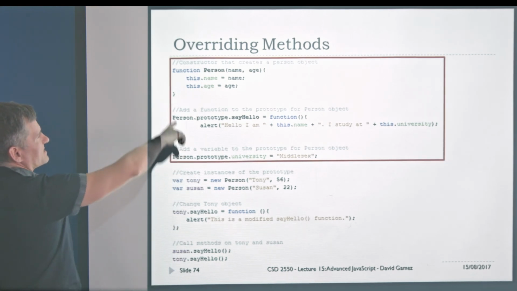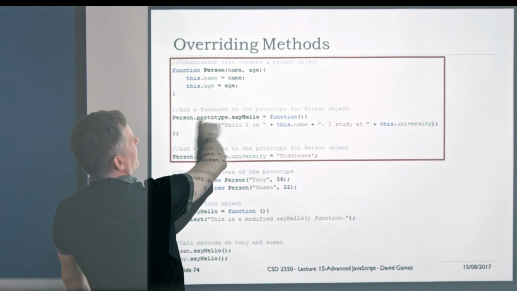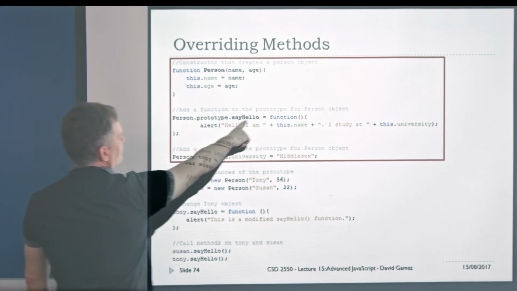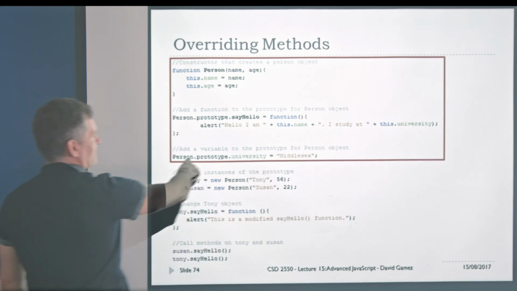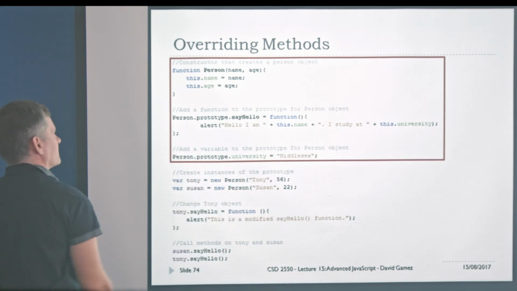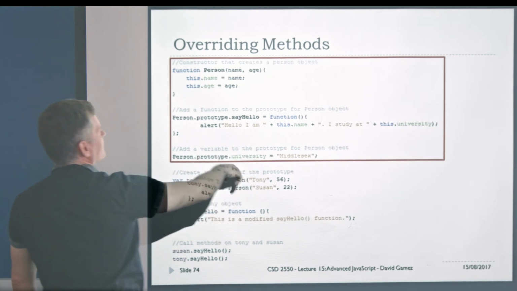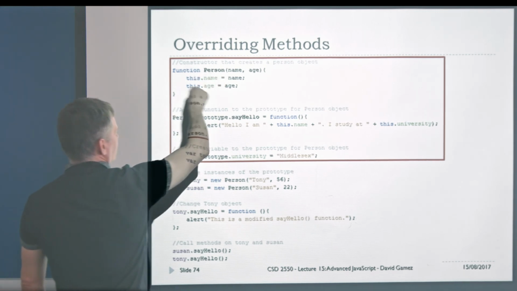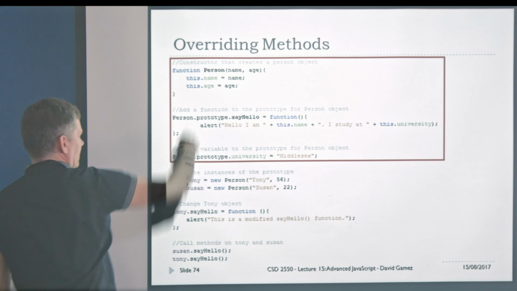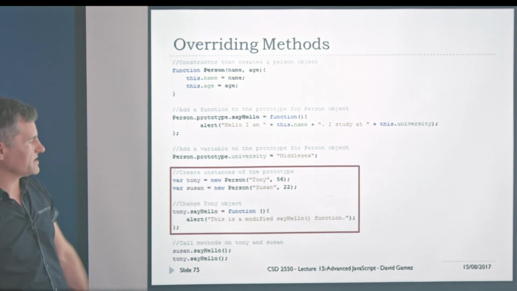So in this case, we've got a person constructor, and then we're adding a function to the prototype. This has a say hello function, which just says, hello, I'm this name, this university, or whatever. And I'm adding a university property to the prototype as well. So prototype has a say hello, has a university property, and when we create something with that, it'll also have a name and an age. So here we're creating a Tony, new person, and Susan, new person.